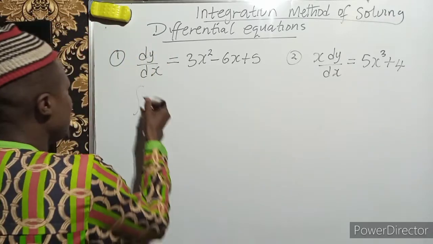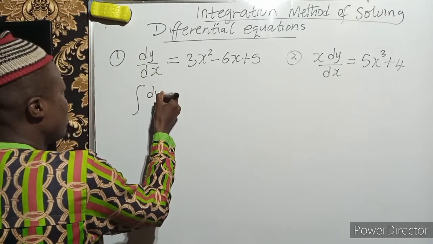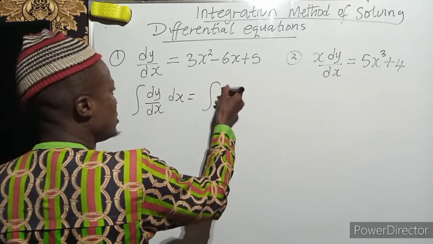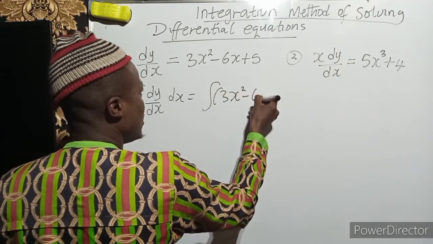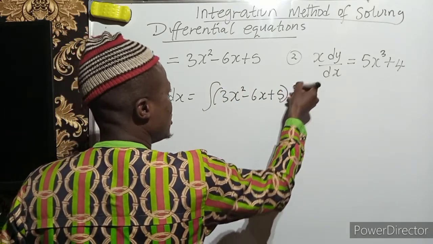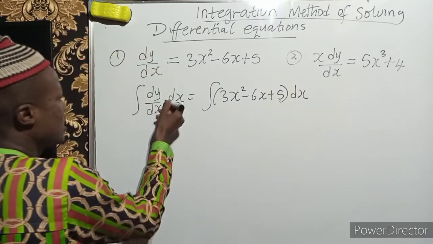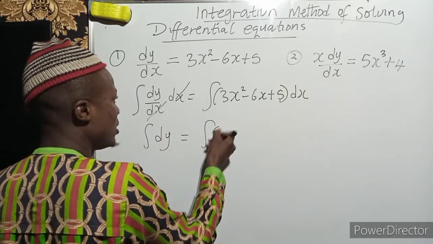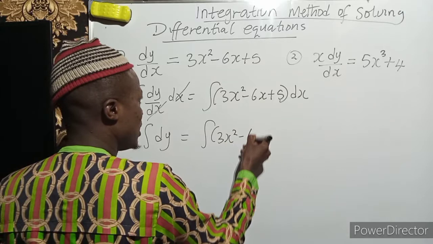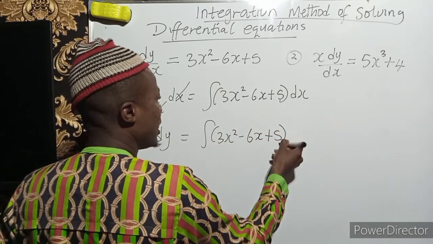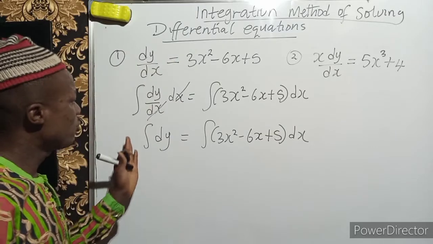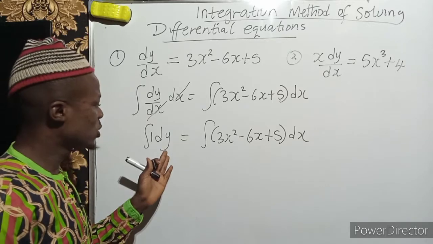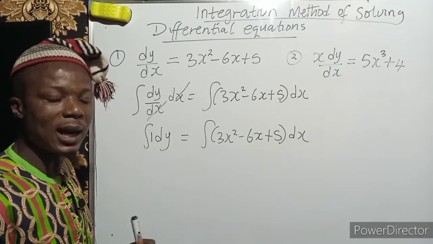I have to integrate both sides, that is integral of dy over dx with respect to x is equivalent to integral of 3x squared minus 6x plus 5 with respect to x. Now this will cancel out. We just have integral of dy equals the integral of 3x squared minus 6x plus 5 with respect to x. Whenever you have the integral of dy, it means you are just integrating a constant 1 with respect to y, because 1 times the y will give us back our dy.